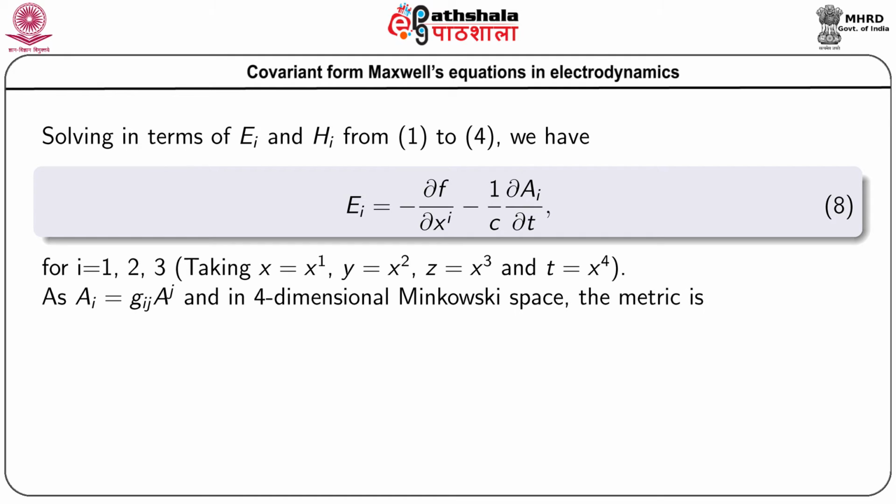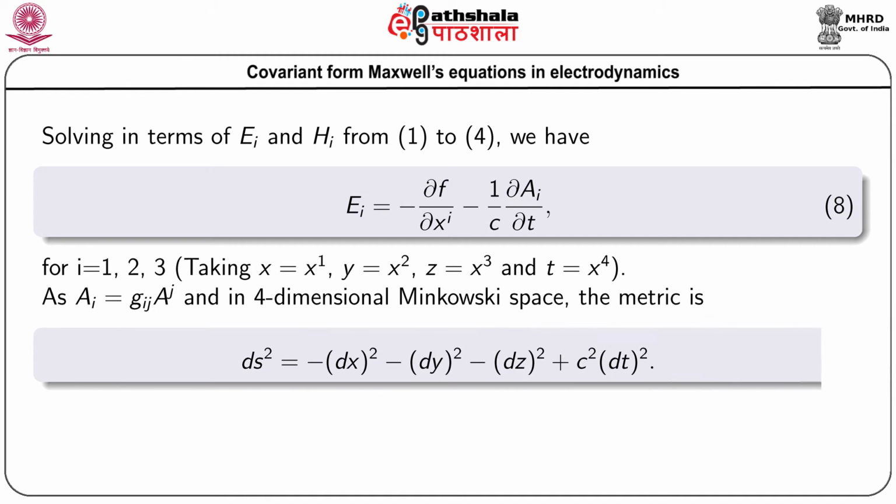Now, as A_i can be expressed in this form g_ij A^j. So, it is the inner product of g_ij and A^j. So, in 4 dimensional Minkowski space, we know that the metric is this one, ds square equal to minus dx square minus dy square minus dz square plus c square dt square.